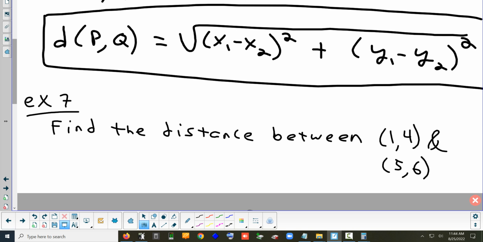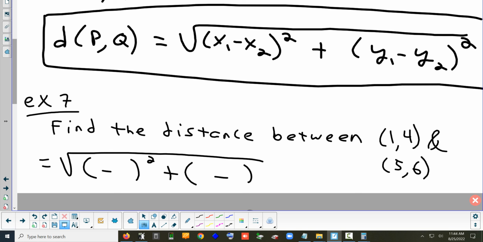All right, so let's try finding the distance between those 2 points. Since this formula has kind of a lot in it, parentheses, exponents, I like to write it all out first and then fill in my values. So I usually go like this. Then I don't forget to write anything down that's part of the formula.